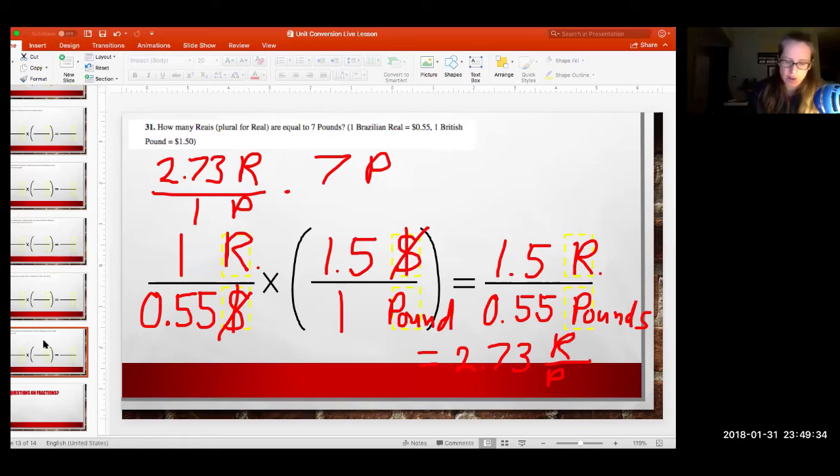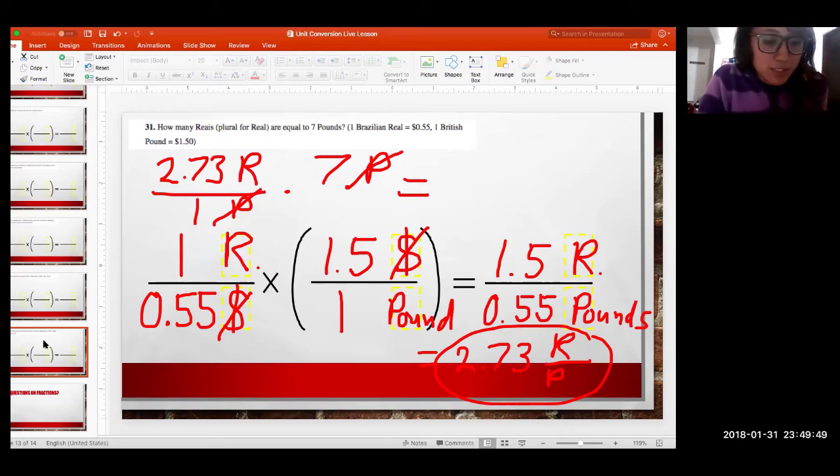Good. So when you multiply 2.73 reals for 1 pound, which is what we got down here, and then you multiply it by 7 pounds, your pounds are going to cancel out, and you'll end up with 19.04 reals.